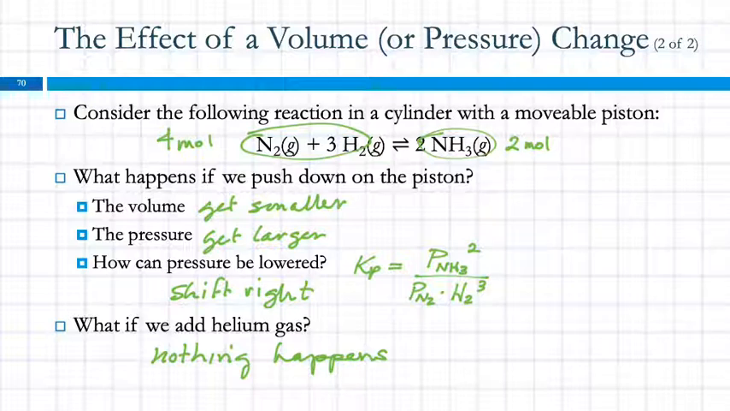You get the idea. I'm sorry, one question. How is that different from this one then? So like when you're adding more here, it does shift? So there we're changing the concentration of one of the substances. Uh-huh. So if we're adding helium gas, it's not one of the reactants or products.